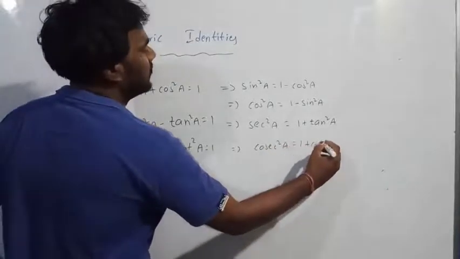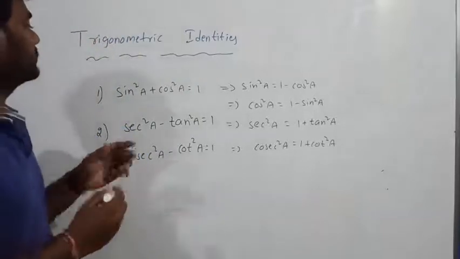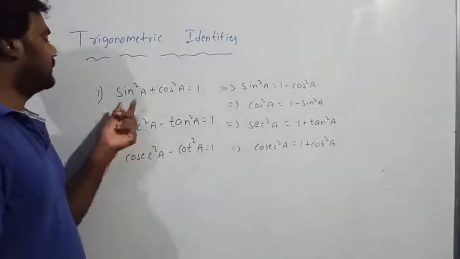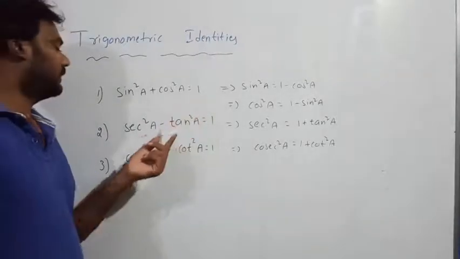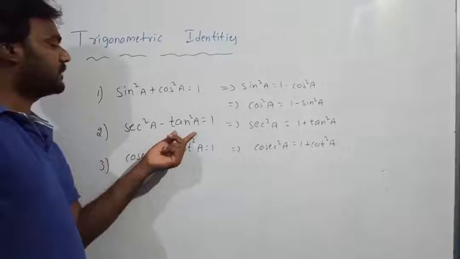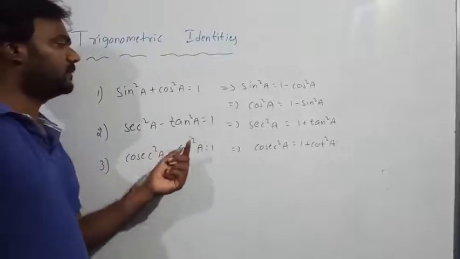1 plus cot square a. See here, these three identities are very important. Again you see, sin square a plus cos square a value is what? 1. Secant square a minus tan square a equals 1. Cosec square a minus cot square a equals 1.